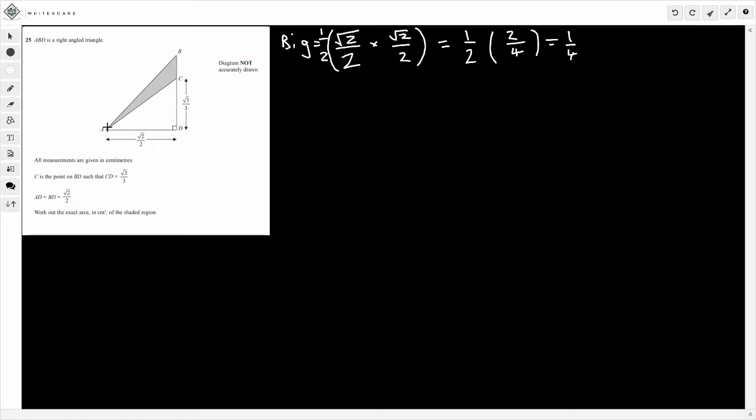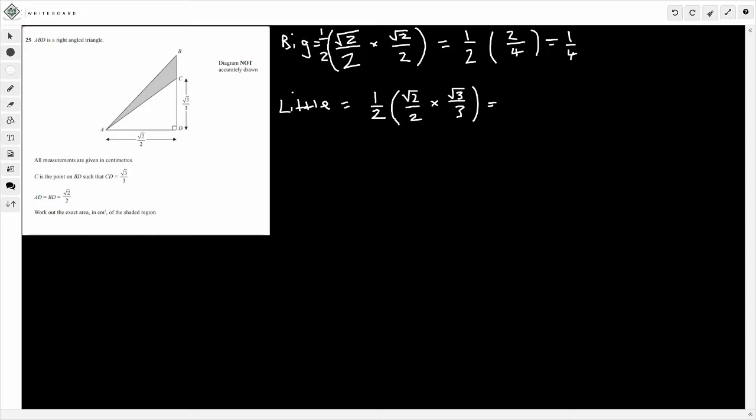Now we need to work out the area of this little triangle here. How do we work out the area of this little triangle? So it's going to be root 2 divided by 2 times root 3 divided by 3, and we're going to times that by a half as well. So a half times root 2 divided by 2 times root 3 divided by 3.